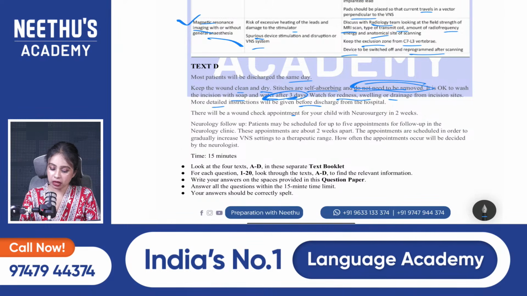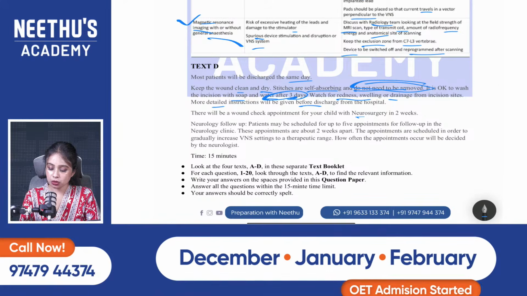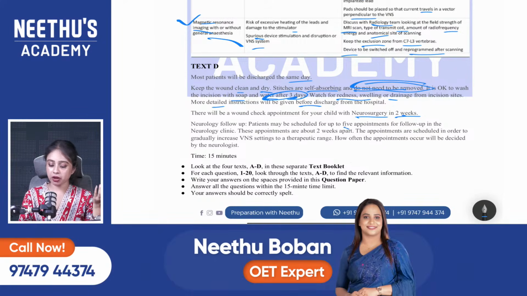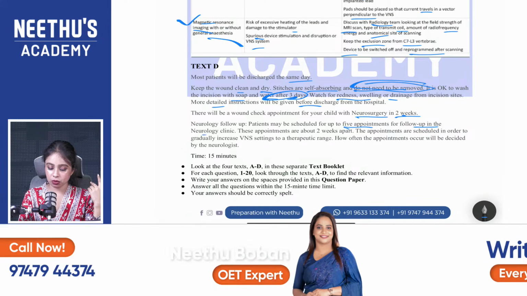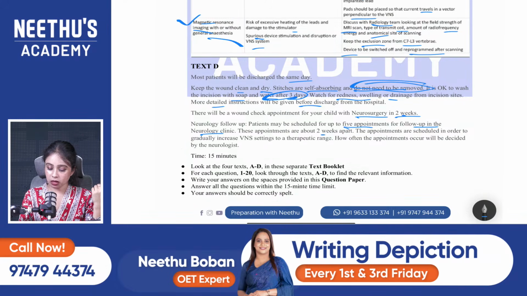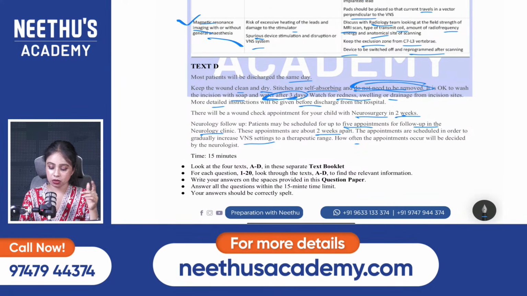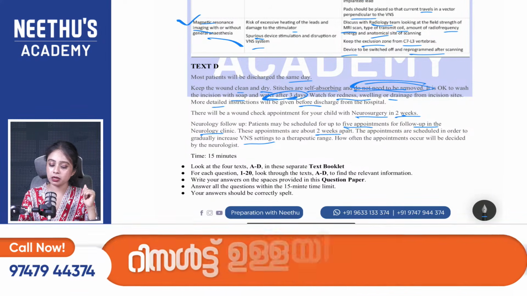There will be a wound check appointment for your child with neurosurgery in 2 weeks. After neurosurgery follow-up, patients may be scheduled for up to 5 appointments in the neurology clinic. These appointments are about 2 weeks apart. The appointments are scheduled in order to gradually increase the VNS setting to the therapeutic range. How often the appointments occur will be decided by the neurologist.